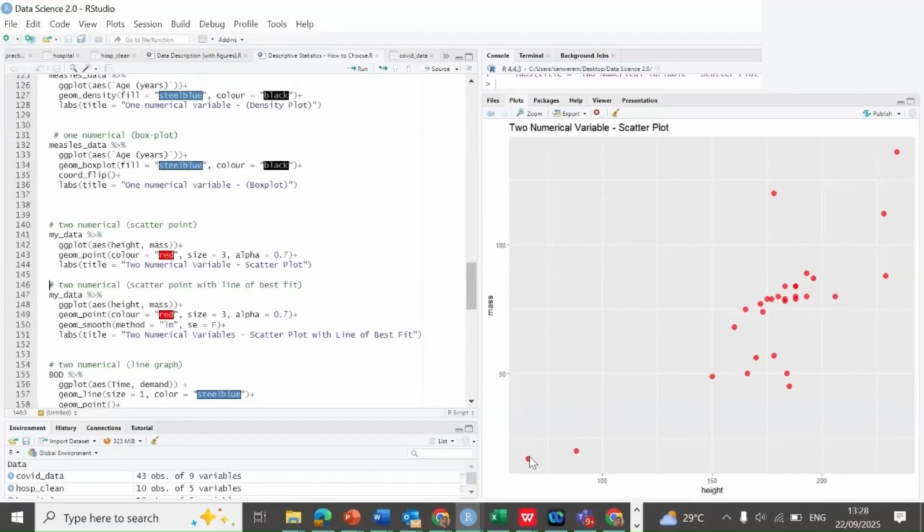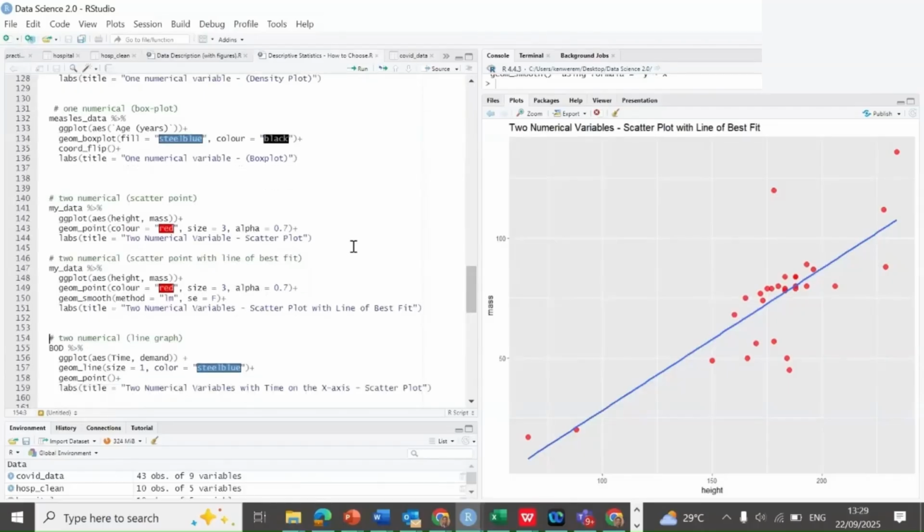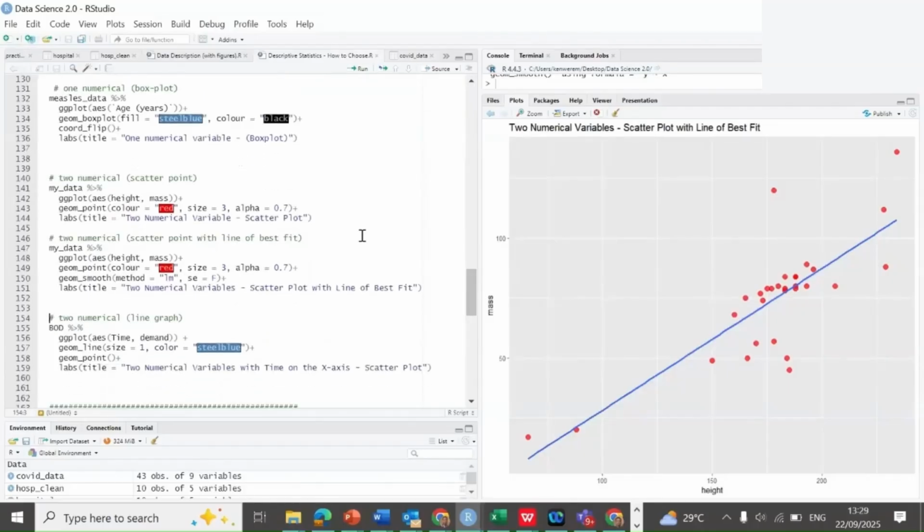Now, sometimes we also add a line of best fit across these points. So this is how a line of best fit graph is shown. You can see it's the same graph, but we've now added a line of best fit that gives us a fine line that shows the linear relationship between those two variables. Okay, another way to describe two numerical variables is using a line graph. But in a line graph, the variable on the x-axis is usually time.